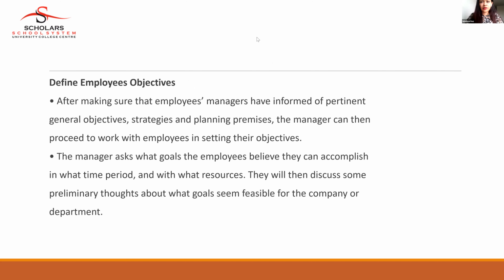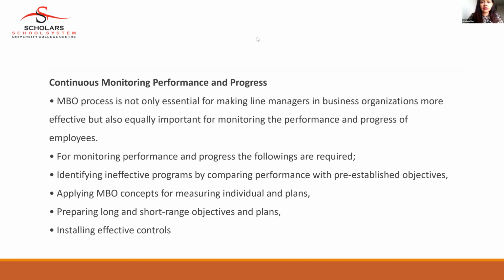So when employees feel that their voice is being heard, then together with the leader, the employees are making the objectives, and they will work accordingly. After making sure that employees and managers have been informed of pertinent general objectives, strategies, and planning premises, the manager can then proceed to work with employees and set their objectives. The managers ask what goals the employees believe they can accomplish, in what period of time, and with what resources. They will then discuss some preliminary thoughts about what goals seem feasible for the company or the department.